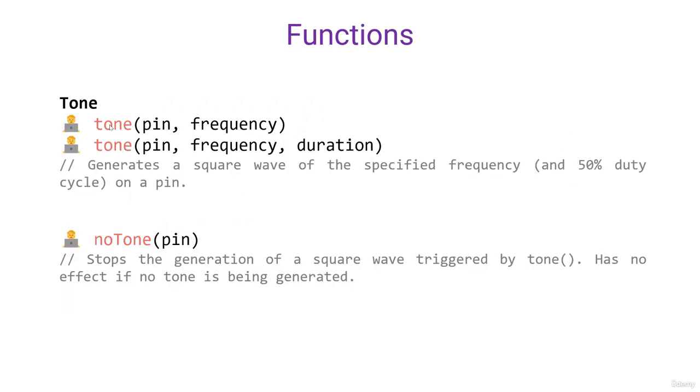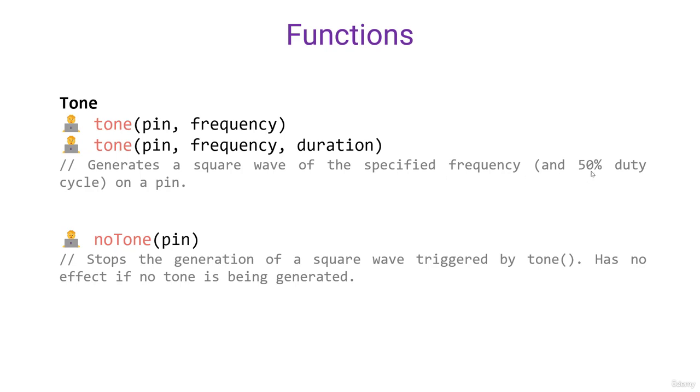While using buzzer, we'll use two functions. The first one is tone and the second one is noTone. The syntax for tone is we need to first assign the pin number and then frequency. If you want to play with duration, you can also define that in the arguments. So this tone function, it basically generates a square wave of the specified frequency with 50% duty cycle on the pin.